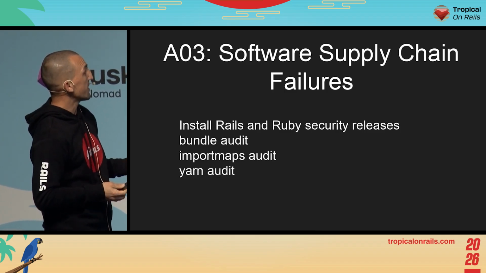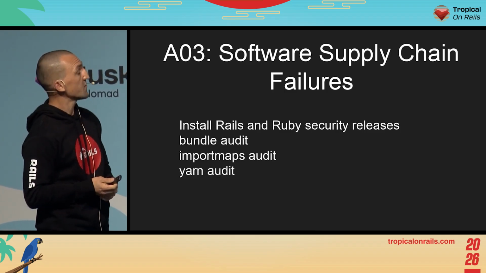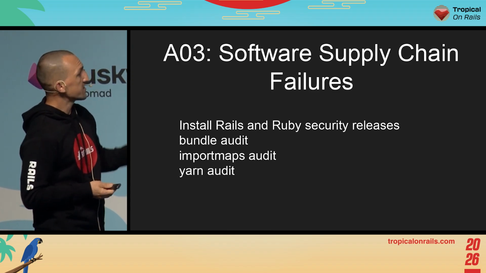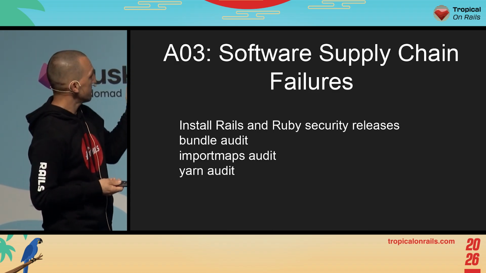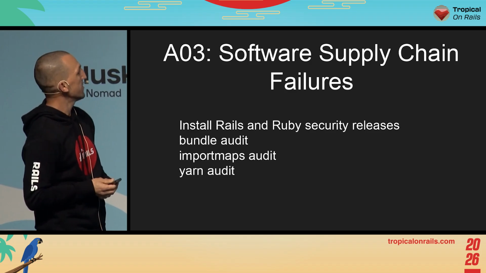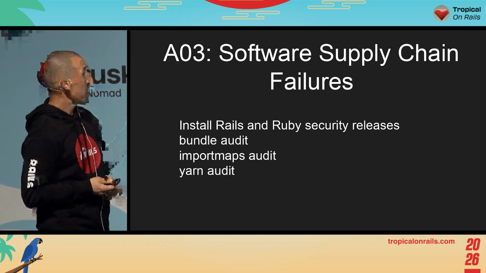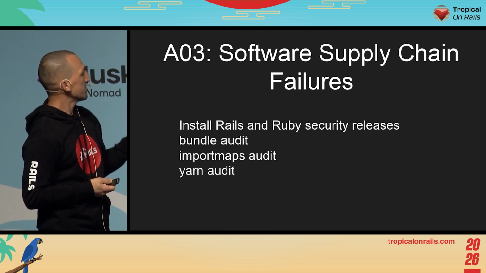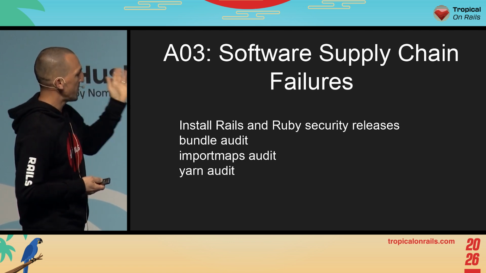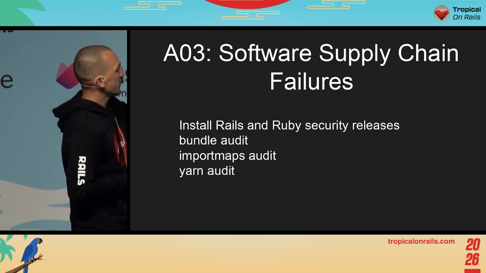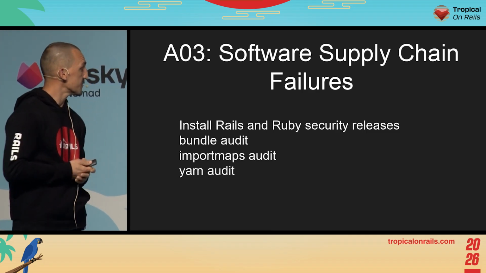Or the other issue that can happen is that one of your dependencies is vulnerable. This can be a Ruby dependency. You can use bundle audit for that. Super easy to set up. And you can have a JavaScript dependency which is vulnerable. You can use import maps or Webpacker. Whichever you use, you can use importmap audit or yarn audit.